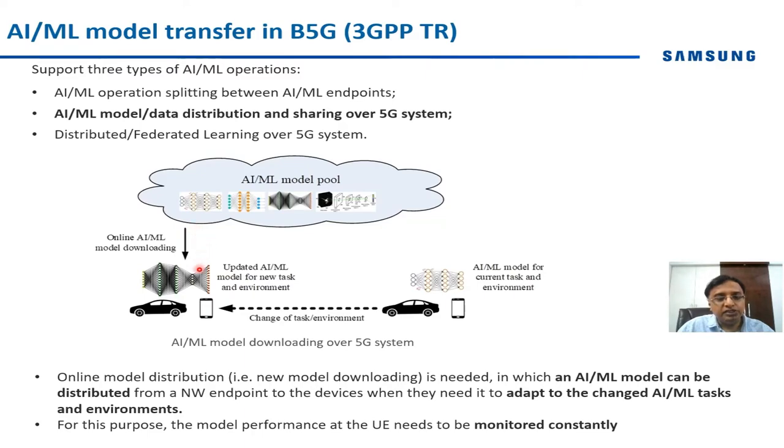So for example, there could be a change in environment and there could be a change in need or to perform certain AI ML tasks. So depending on the need and the environment, an appropriate model can be downloaded from all the available models in the network. So for this purpose, the UE needs to be monitored constantly, right? So that's one of the important things. And of course, the AI model downloading is a very important aspect, because there are so many features and the amount of data that a model requires also changes dynamically. So what to use when and when to download which model is a very important consideration.